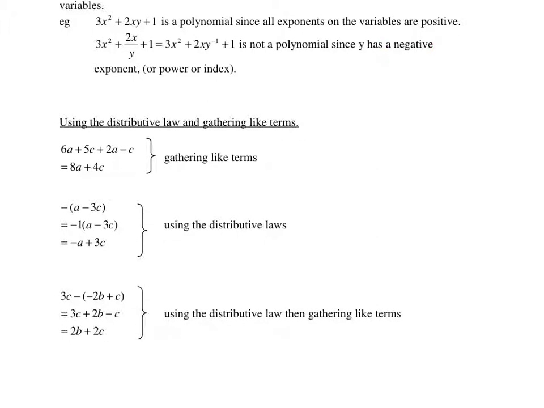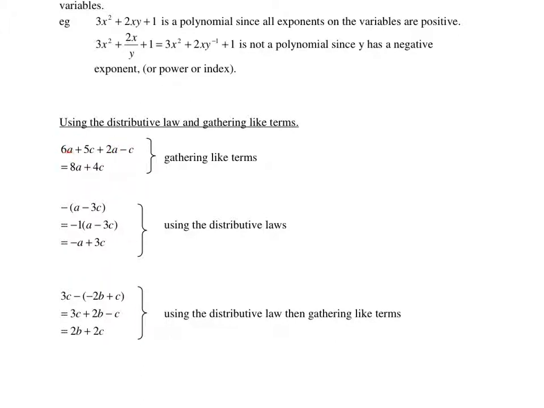So now just summarising the rules that we use for addition and subtraction of algebraic expressions. So the first rule is gathering of like terms, and we define like terms as terms that contain factors that have variables to exactly the same powers.